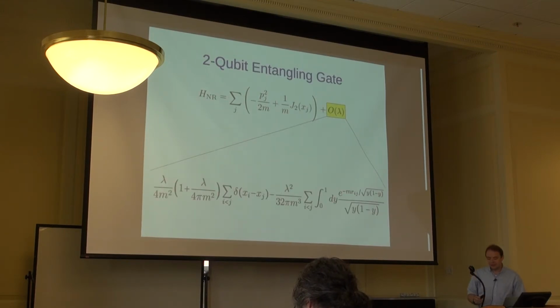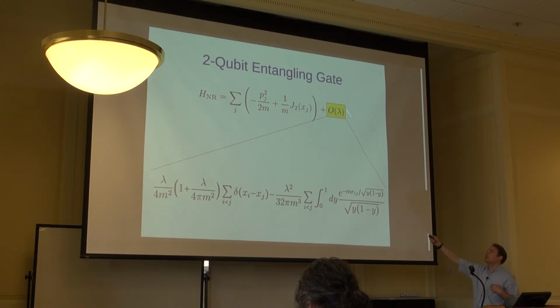So how are we going to do that? Once we're talking about entangling gates, we're talking about interacting the particles. So now we have to think about how the particles interact. Remember, I wrote the non-relativistic Hamiltonian looks like particles sitting in a potential plus an order lambda correction, which comes from the lambda phi^4 term in the original field theory.